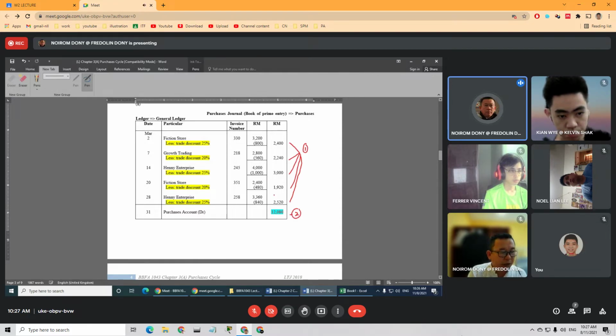Okay, easy for me to remember. So the first step, what we do, it will be recorded in the purchases ledger. So we have to open up, this one a bit messy, never mind. Trade payable, I put Fiction. And then I put another one, trade payable Growth.